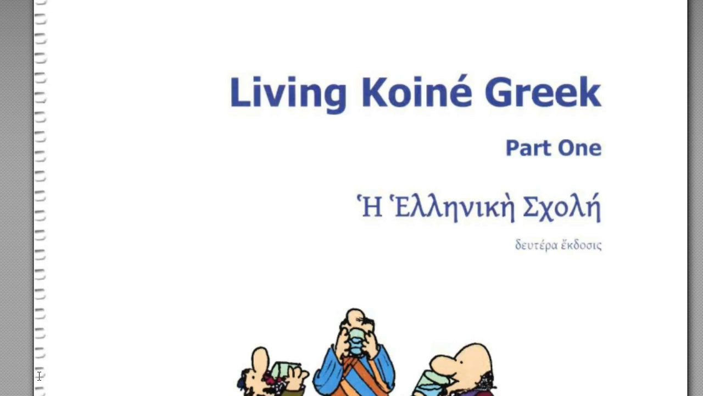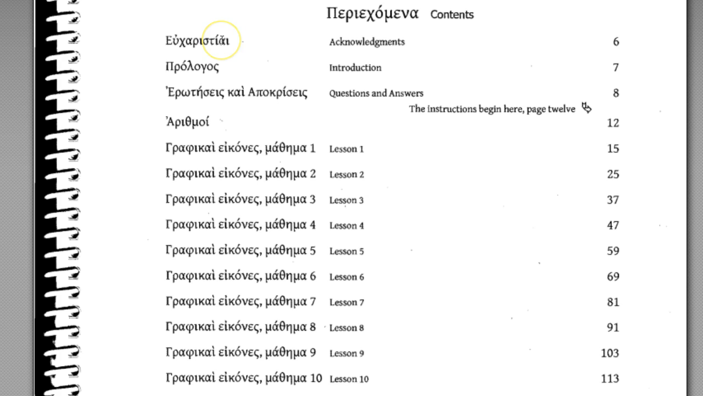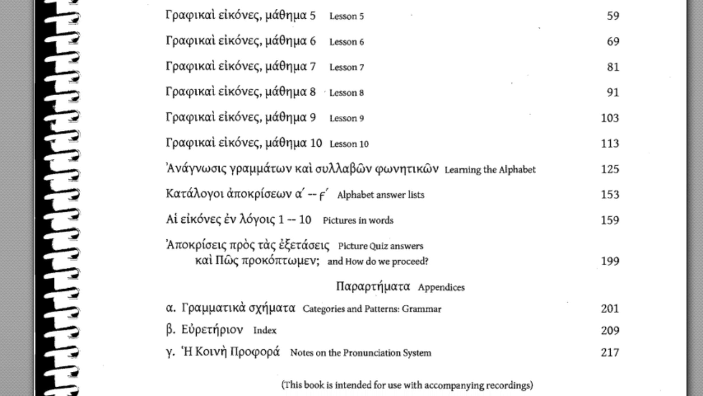This tutorial is designed to help you get started in using your textbook for Koine Greek 1A. If you will open your textbook to the table of contents, you'll see that on the left side, Greek words are given for each section of the table of contents, and to their right, the English equivalent is given. The table of contents contains all the major sections of the textbook. There are various tutorials provided for you that explain the major sections, but I encourage you to explore the textbook on your own.